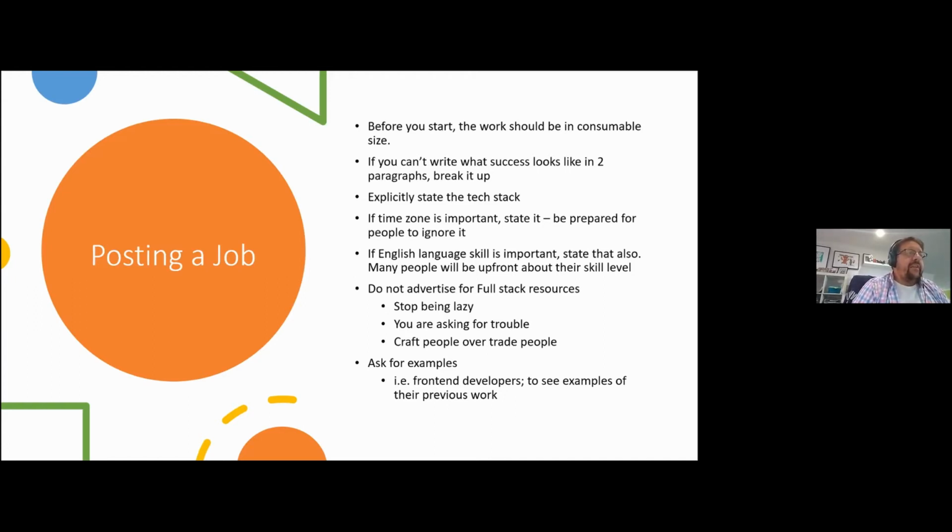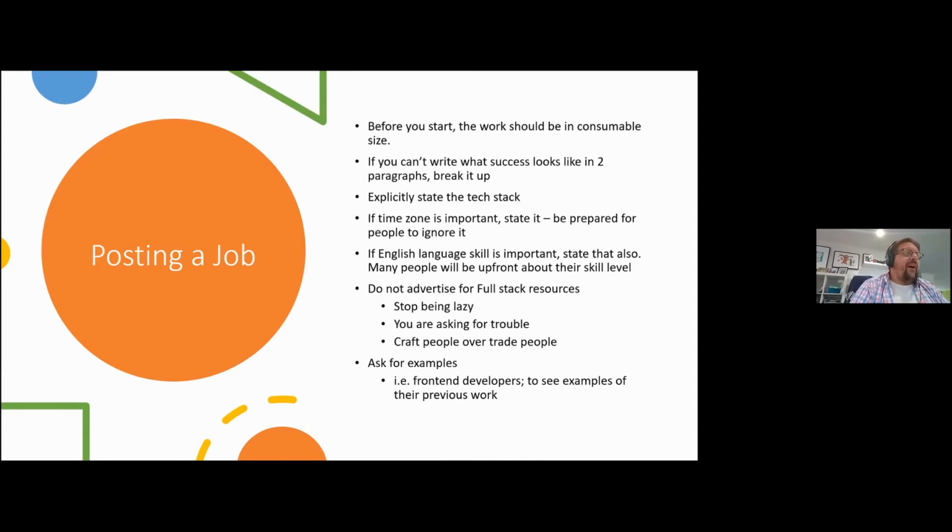The other thing is that if time zone is a critical aspect, you've got to state it, but also be prepared for people to ignore it. In certain work models, time zone is really important to me, but at other times it's not. And obviously it reduces the number of candidates that you can have. English language skills are important. Also state that. I've found that most people are very upfront about their skill level. If, for example, the work is one where you require a lot of interaction, then that might be an important aspect. State it up front. Don't get caught short dealing with the issue later on.